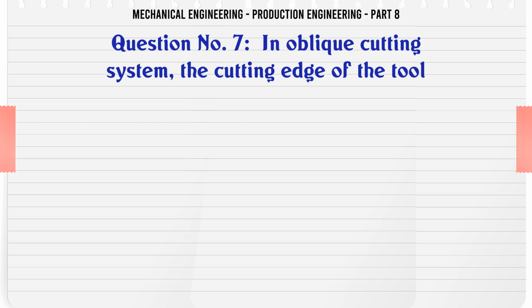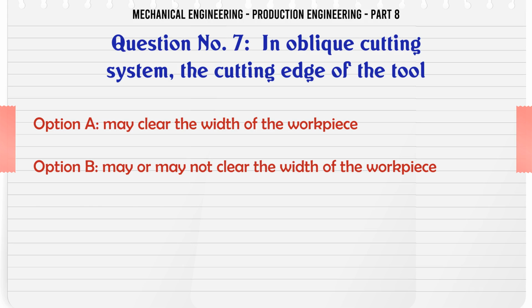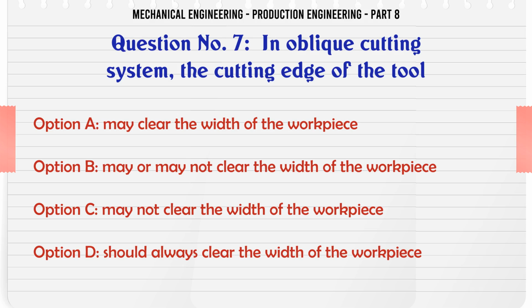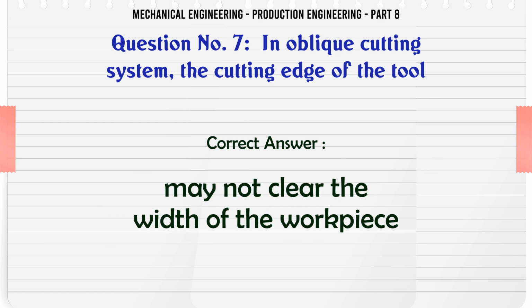In oblique cutting system, the cutting edge of the tool A. may clear the width of the workpiece, B. may or may not clear the width of the workpiece, C. may not clear the width of the workpiece, D. should always clear the width of the workpiece. The correct answer is may not clear the width of the workpiece.